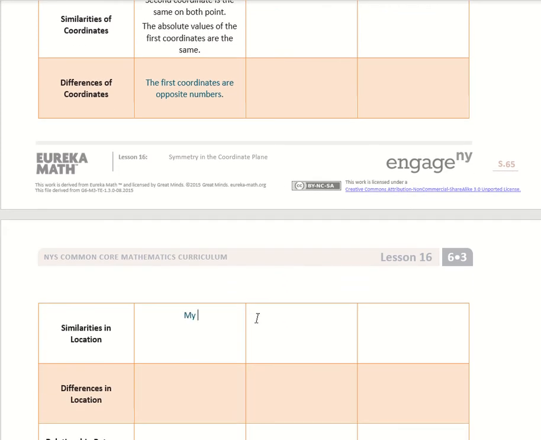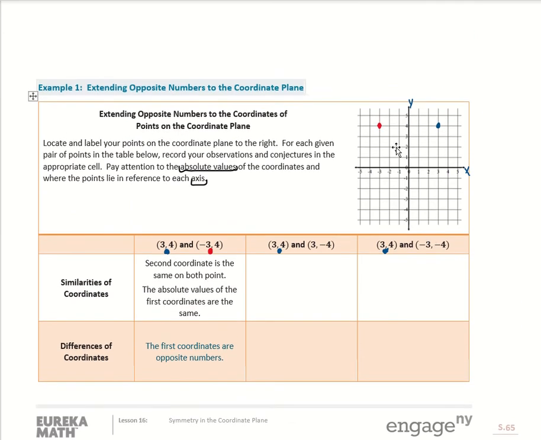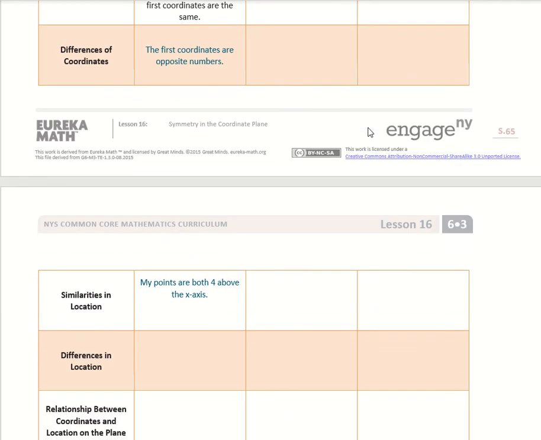So my points are both 4 above the x-axis. What about in relation to my y-axis? This one is 1, 2, 3 away from the y-axis. This one is 1, 2, 3 away from the y-axis. They're both 3 away from the y-axis.